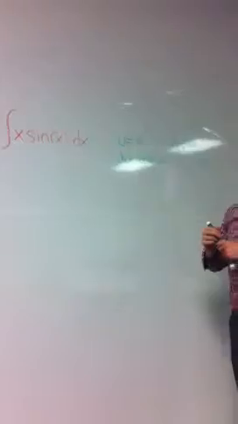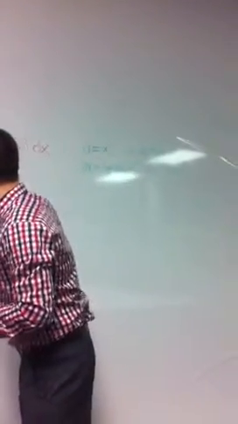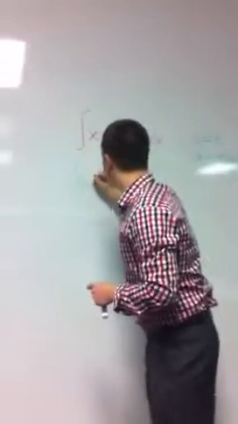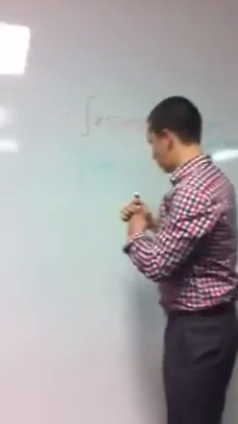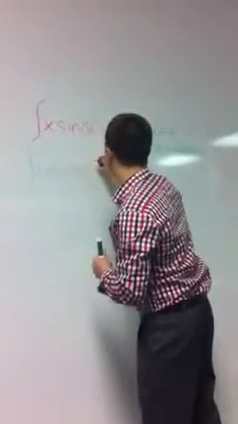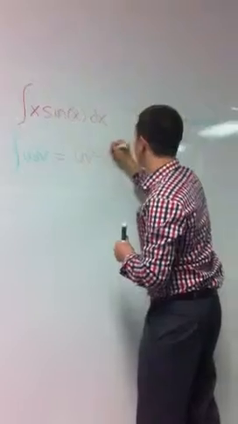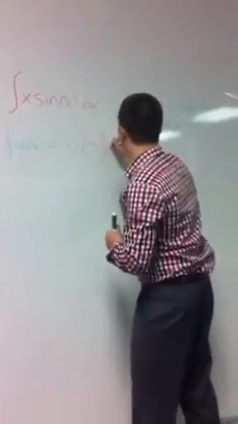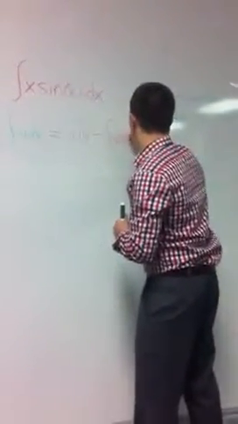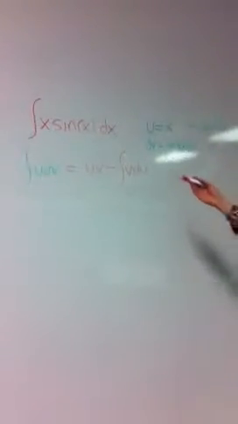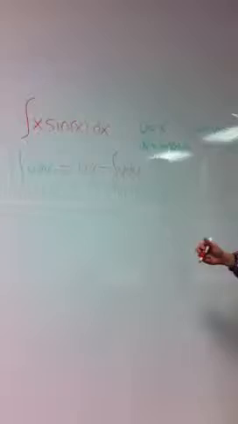So now that we have these four set up, we can go ahead and use our integration by parts formula. So I'll write that down. It says the integral of u dv equals uv minus the integral of v du. So it can be complicated sometimes, but it's a very important formula to memorize.